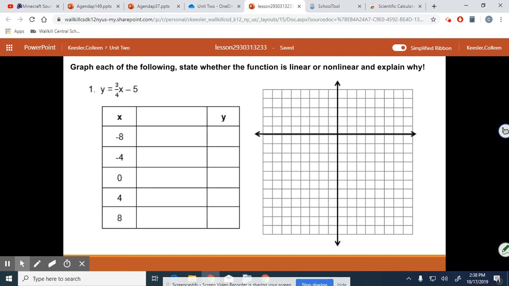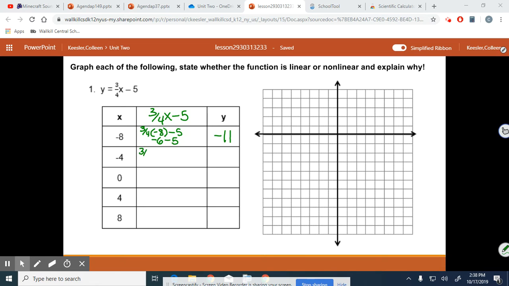So here we have to do some work by substituting in the x values to get the y values, the input values to get the output values. So here we have 3/4 of -8 minus 5. Remember my trick, you divide by the denominator, multiply by the numerator. So that's -8 divided by 4 is -2 times 3 is -6 minus 5 is -11.